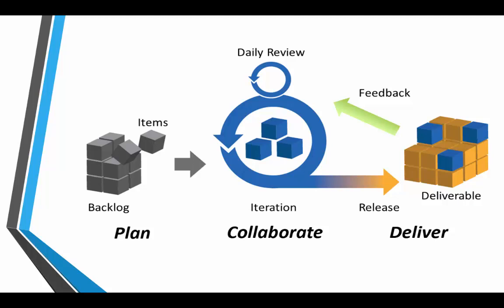During the iteration, the team follows the Agile principle by collaborating and communicating on a daily basis. Once the iteration is complete, the items should be in a state where they can be delivered and shared with internal or external customers. These customers are invited to provide feedback at all times. This feedback is added to the backlog, so the team can adjust according to the customer feedback, and the cycle goes on.